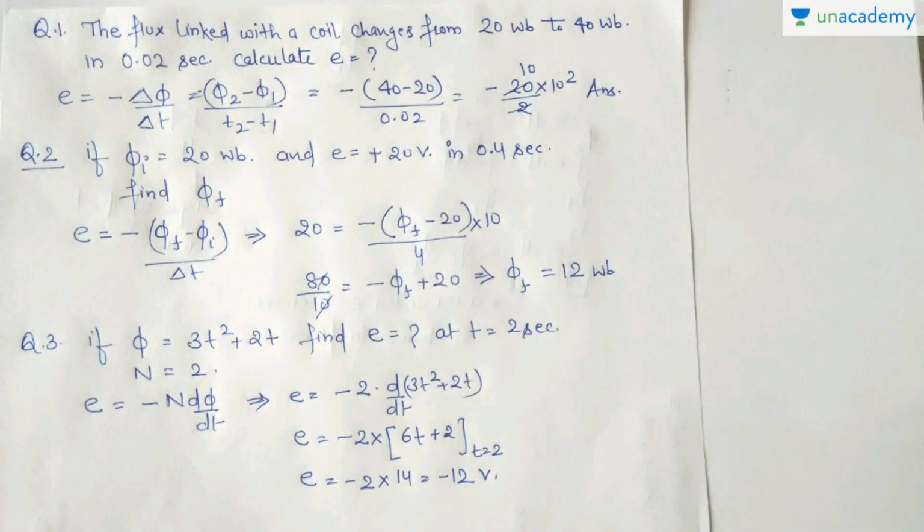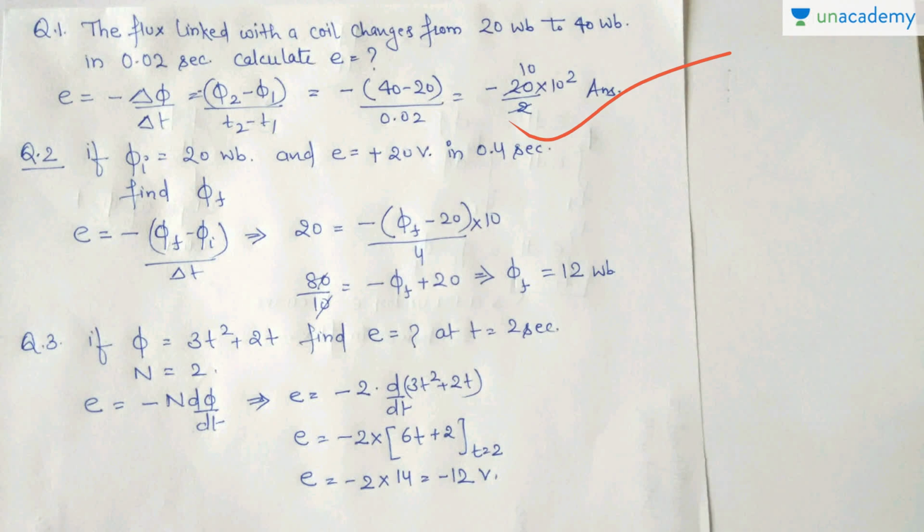Now let us have some questions. The first question says the flux linked with a coil changes from 20 Weber to 40 Weber in 0.02 second. Calculate the induced EMF. So we know that E is equal to minus delta phi by delta t for a considerable change in phi. So we can write it as minus (phi 2 minus phi 1) upon (t2 minus t1), where phi 2 is the final and phi 1 is the initial. We can put the values 40, 20, and it comes out to be 10 raised to power 3 volt.